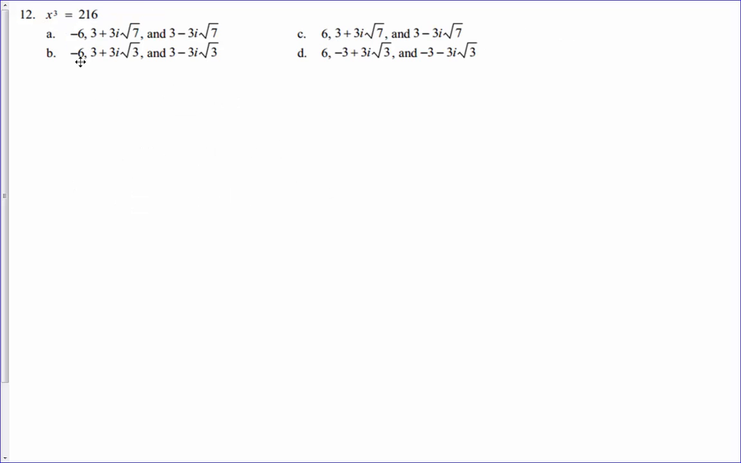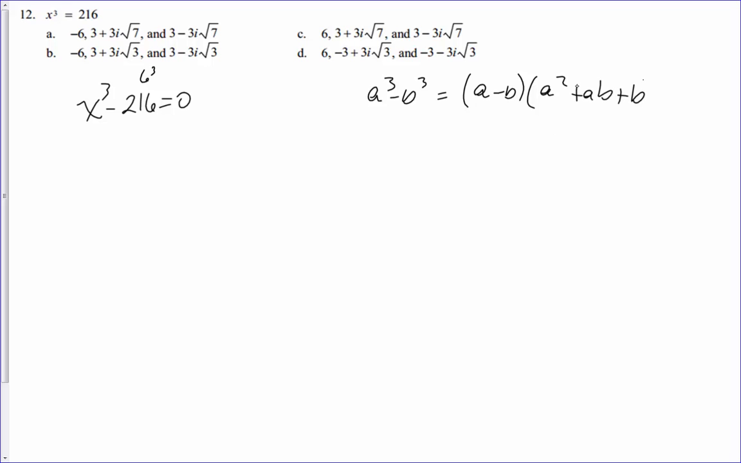All right, let's look at number 12. It says x cubed equals 216. If we subtract the 216 from both sides, we get x cubed minus 216 equals 0. If you recognize that this is simply 6 cubed, we have the difference of cubes here. And remember, when you have the difference of cubes, it factors into a minus b times a squared plus ab plus b squared.